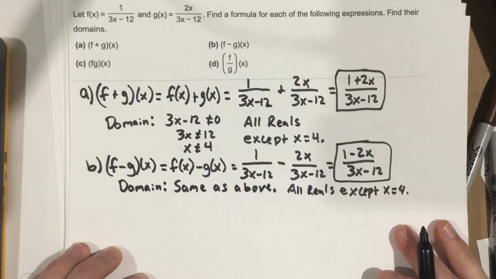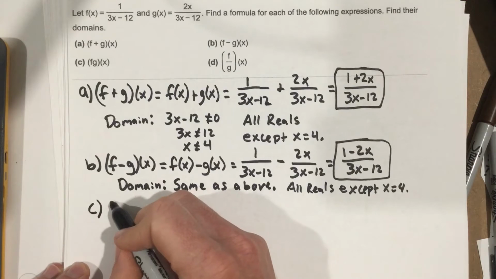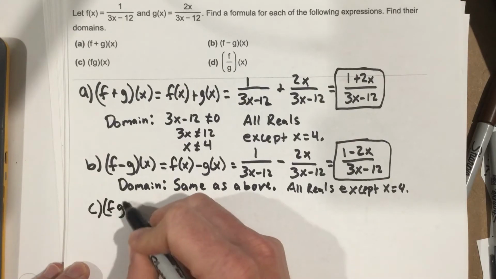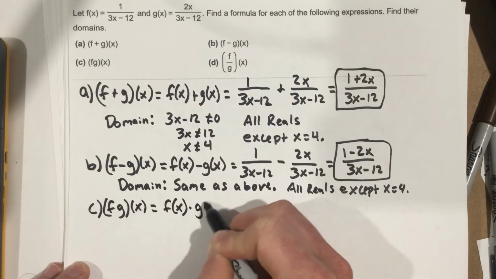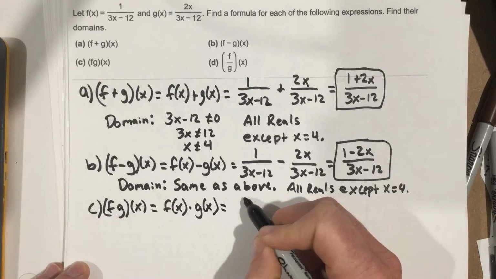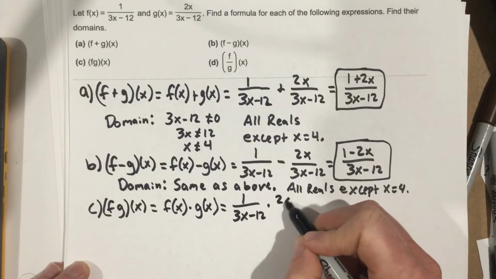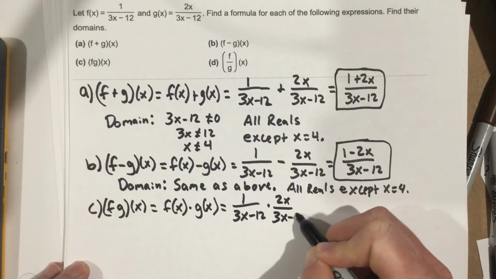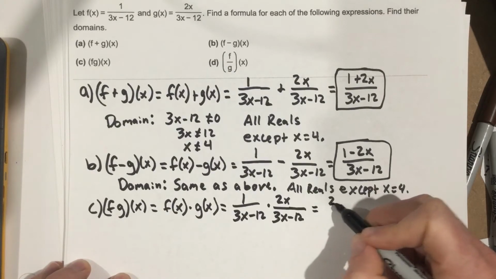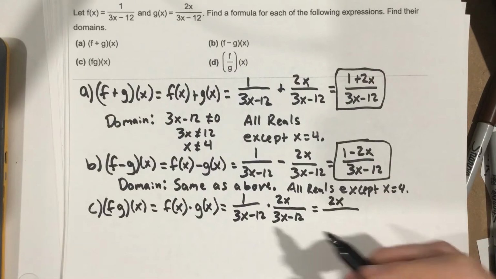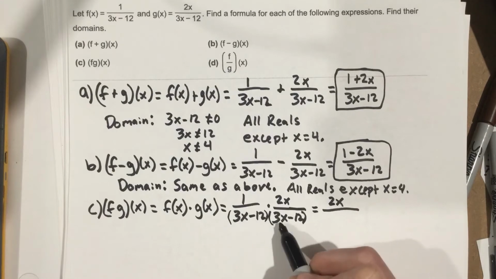All right, let's go to part C now. Part C, we have f times g of x, which is f of x times g of x, which is 1 over 3x minus 12 times 2x over 3x minus 12. That's going to give you 2x on top over, now we need to do some multiplication here, because remember these are two binomials.